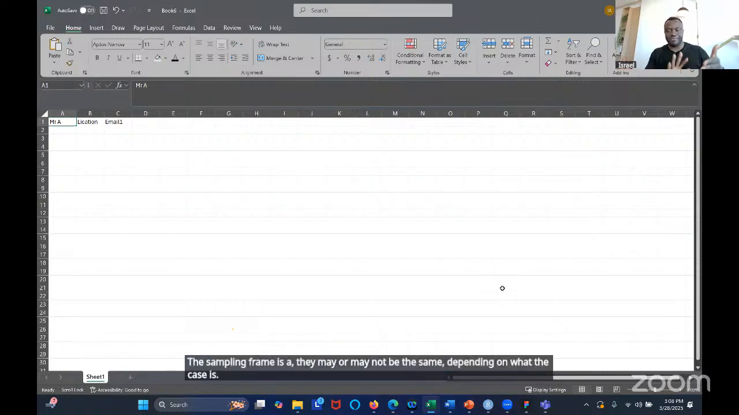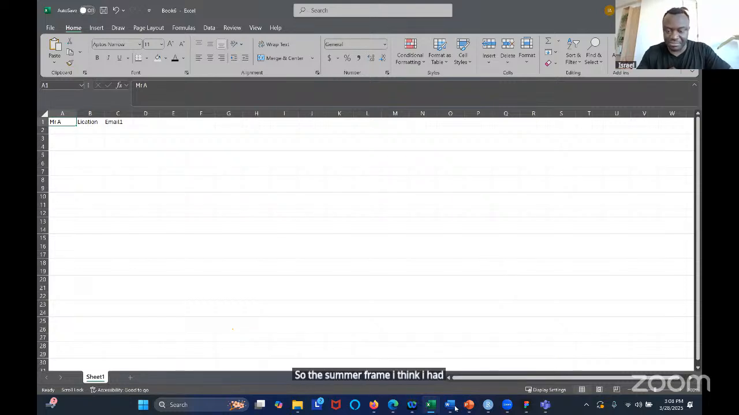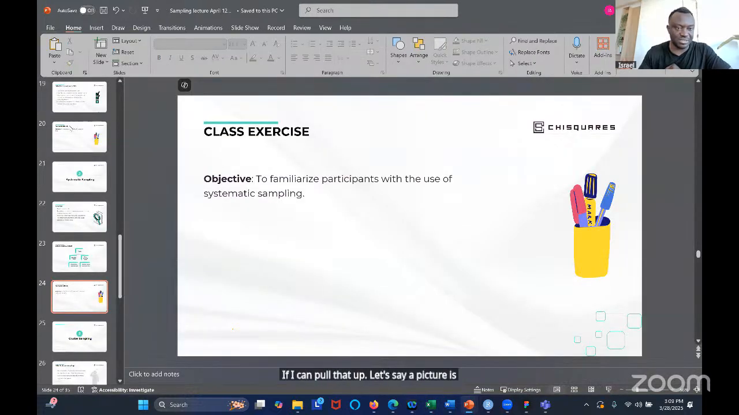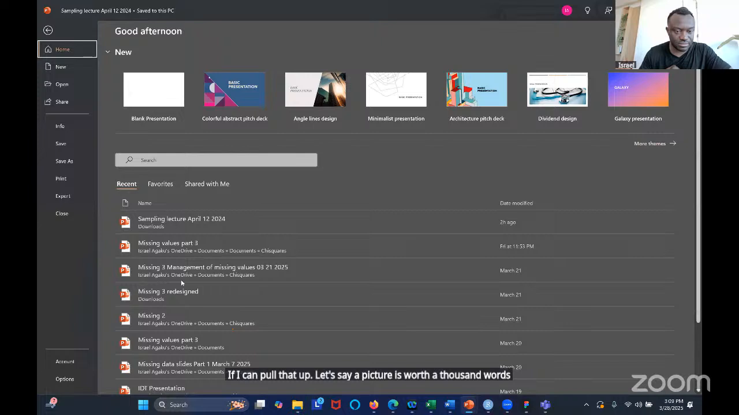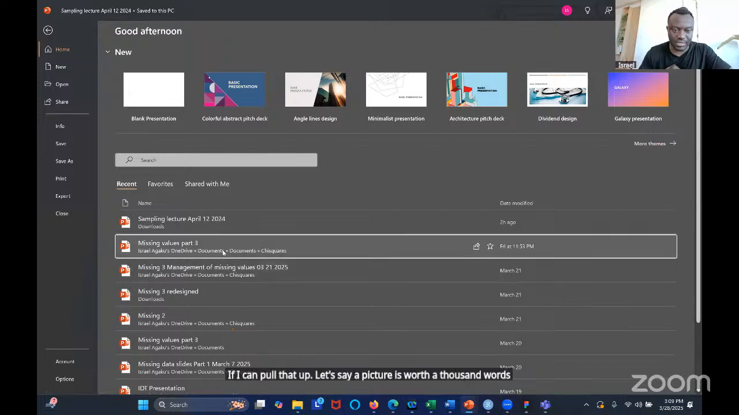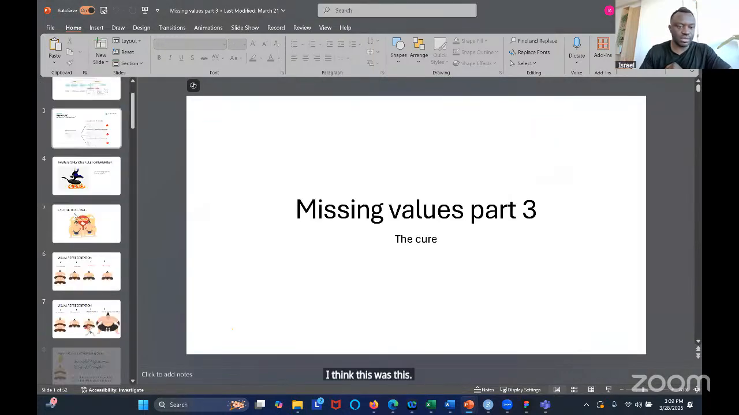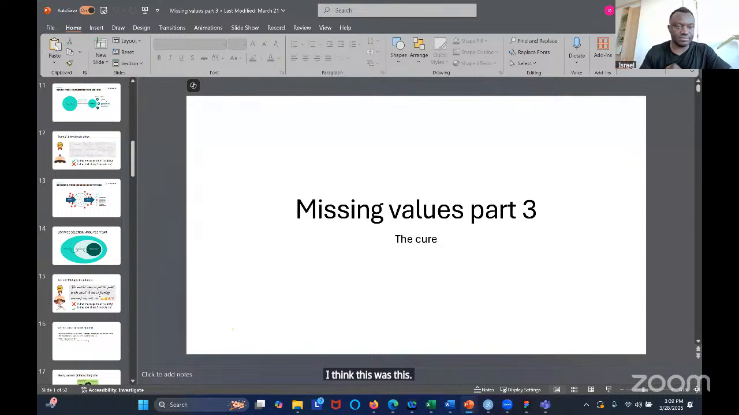They may or may not be the same, depending on the case. So the sampling frame, I think we had a picture from, hold on a minute, if I can pull that up. They say a picture is worth 1,000 words. I think this was this. This is not what I was thinking about.